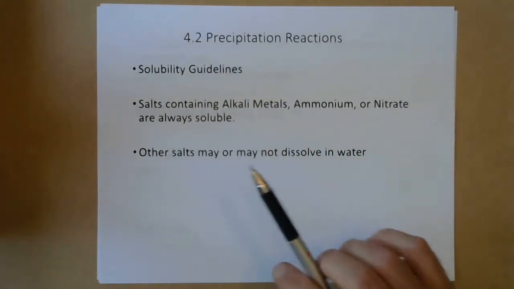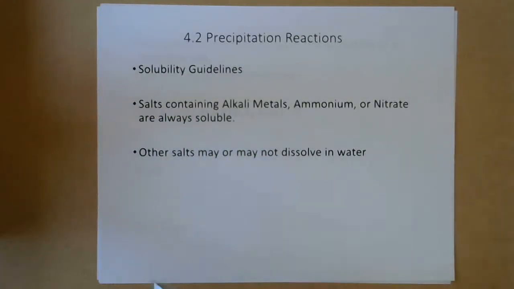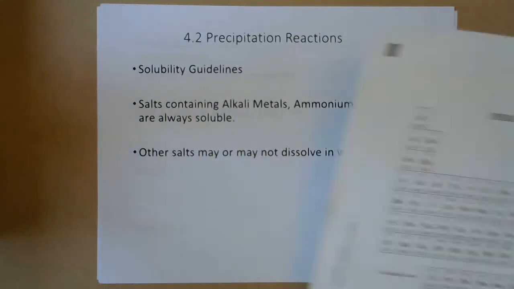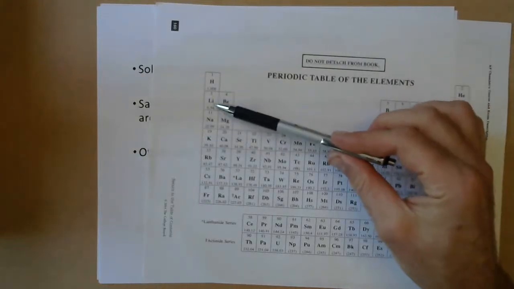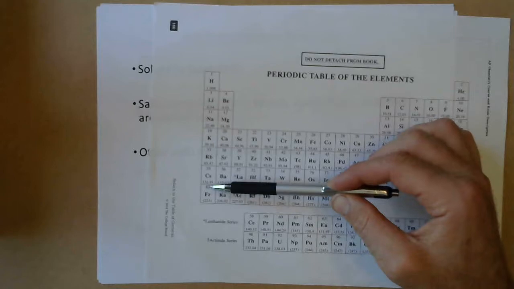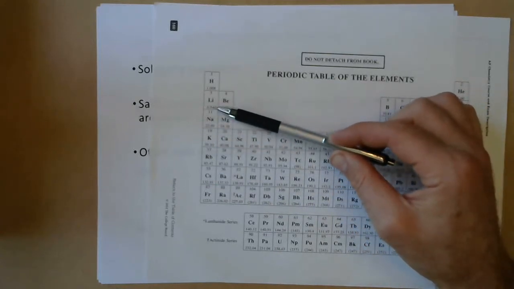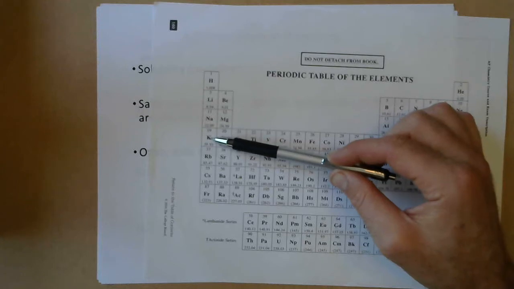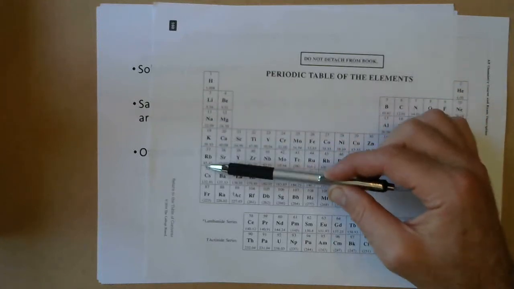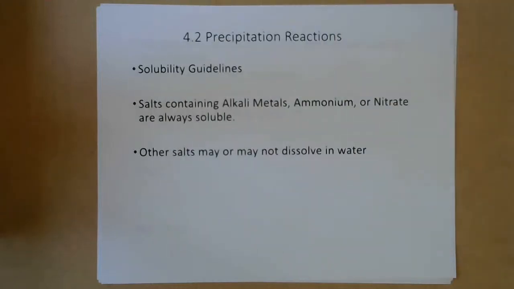The solubility rules that you need to know for the AP test are just that salts containing the alkali metals, which are lithium, sodium, potassium, rubidium, cesium, and francium. So any of these alkali metals, if they're in a salt like lithium chloride or potassium nitrate, anything that has one of these ions in it is going to dissolve in water, always.